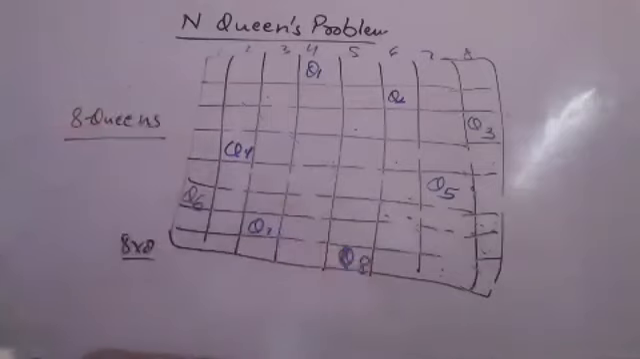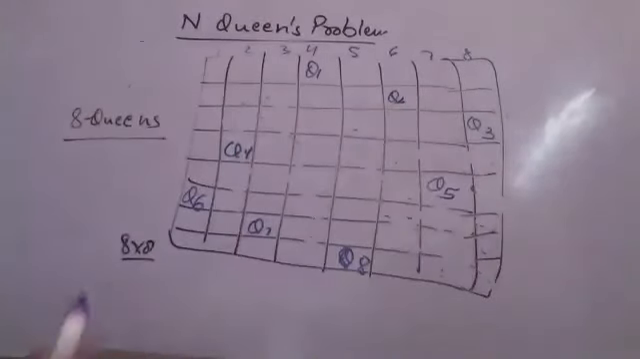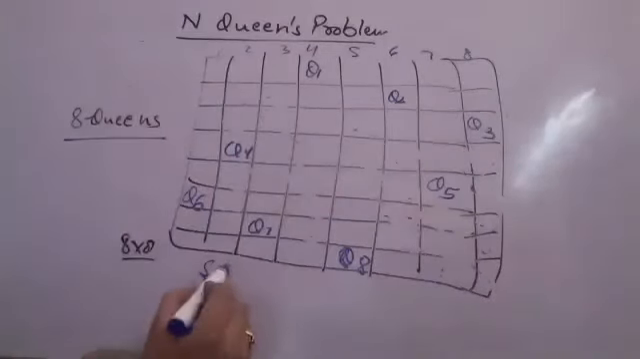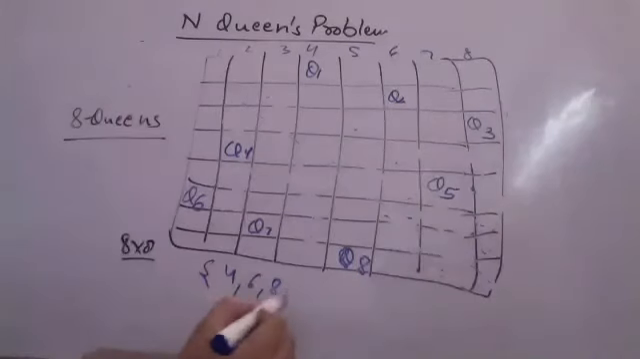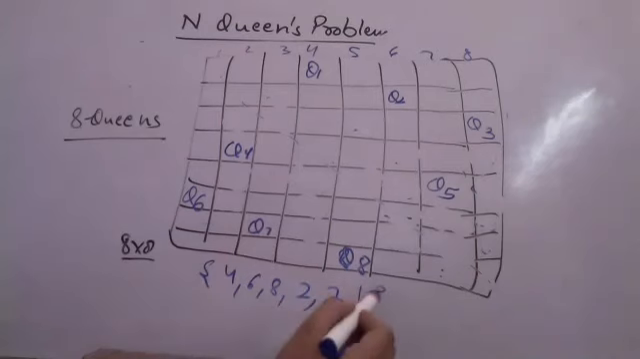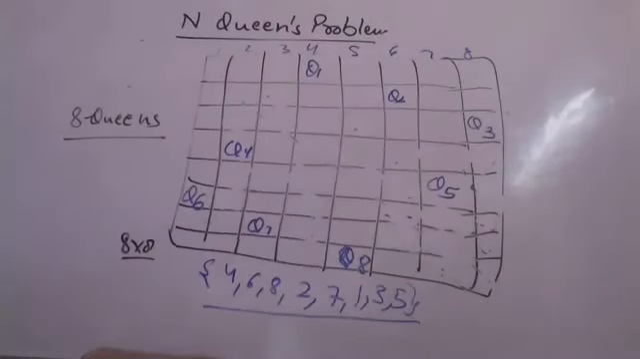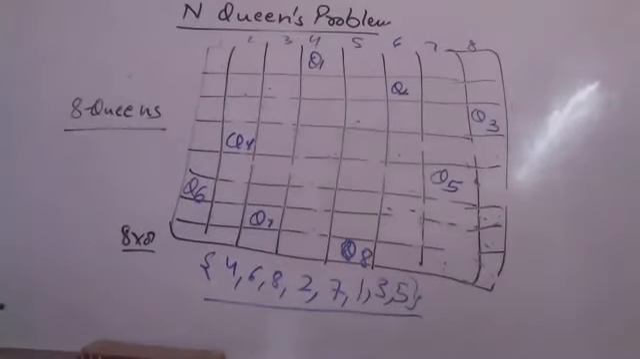Here none of the queens are under attack. There is more than one possible solution to this problem. This is one possible feasible solution. If I am representing this solution, then this is representing 4, 6, 8, 2, 7, 1, 3 and 5. This is one possible solution to your 8 queens problem. You can find more solutions. I hope it is now clear to all of you.